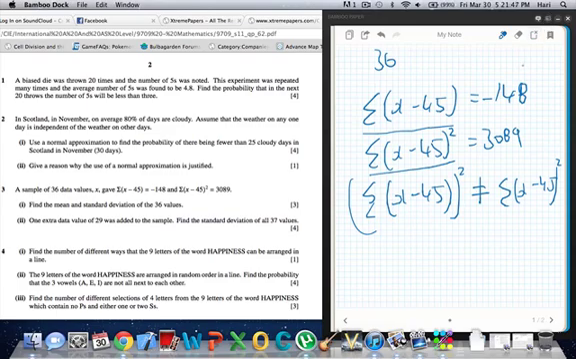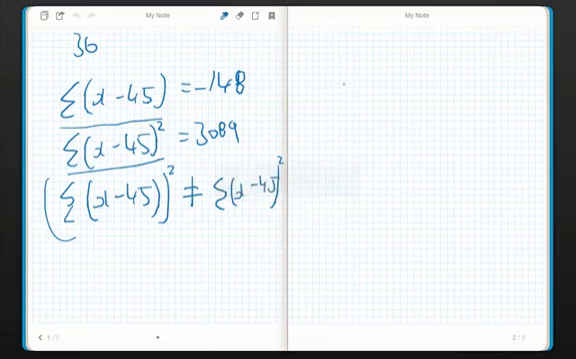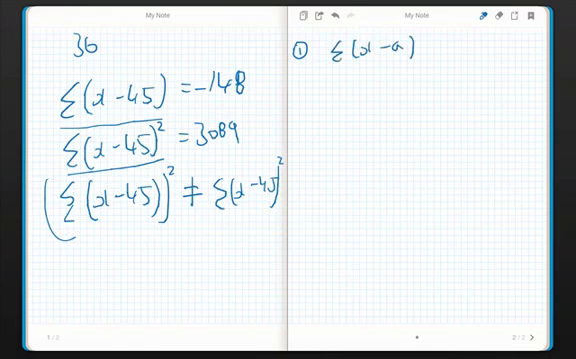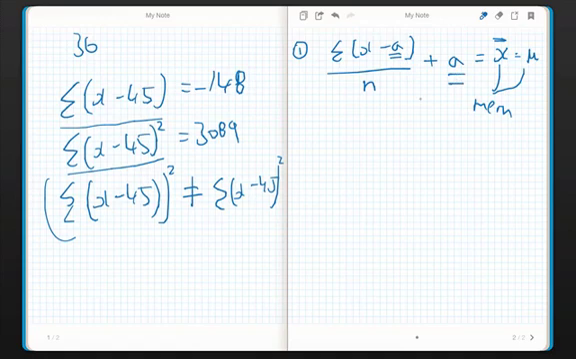So now the first question is we have to find the mean and standard deviation of these 36 values. There are a few formulas to remember, and one of them is this: sigma of (x minus a) divided by n, plus a, is equal to x bar or mu. Now x bar and mu are denotations for mean, and a in this case is 45. n is the number of data values. In this case, it's 36.